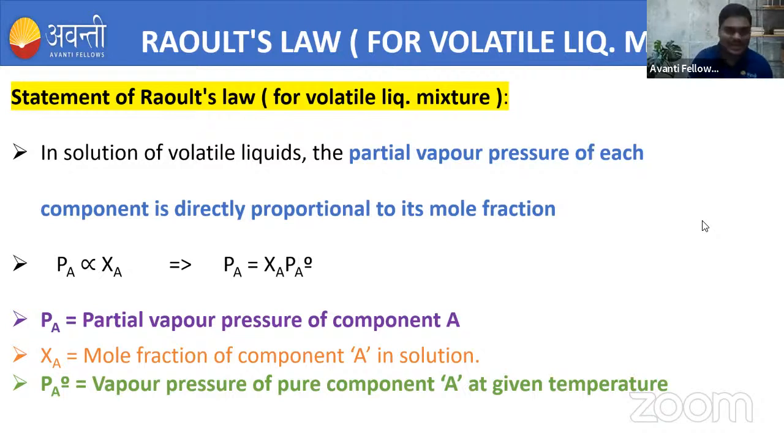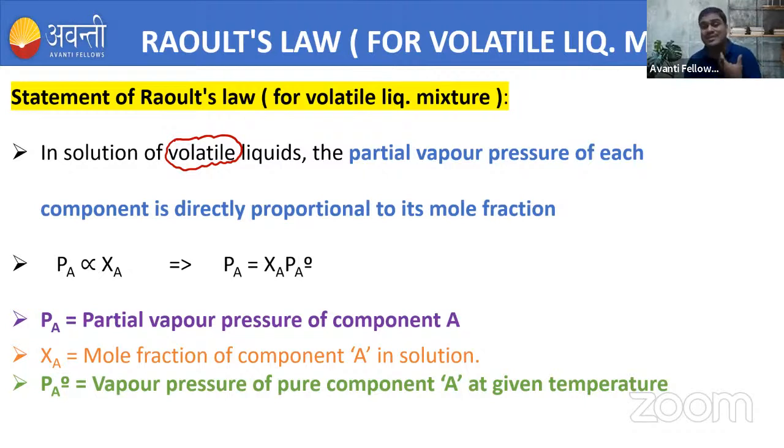Raoult's law states that in a solution of volatile liquids, what do you mean by the term volatile? Can anyone explain? Volatile means having a tendency to convert into vapor more easily. This is known as volatile. Liquids have a strong tendency to volatilize, whereas solids have the least. So we can say that in a solution of volatile liquids, the partial vapor pressure of each component is directly proportional to its mole fraction. This is the statement of Raoult's law.